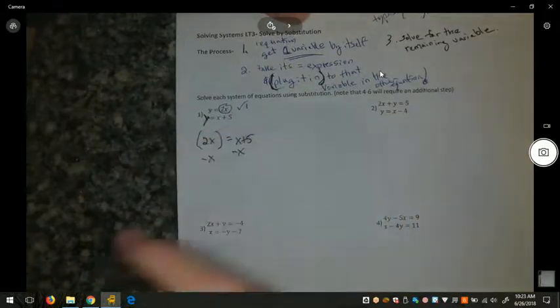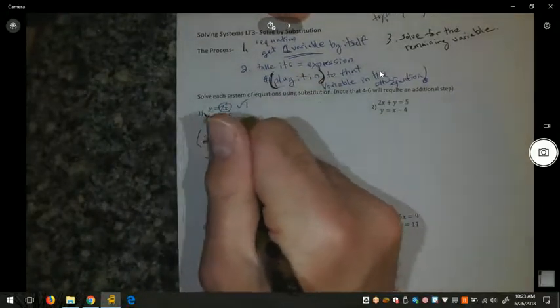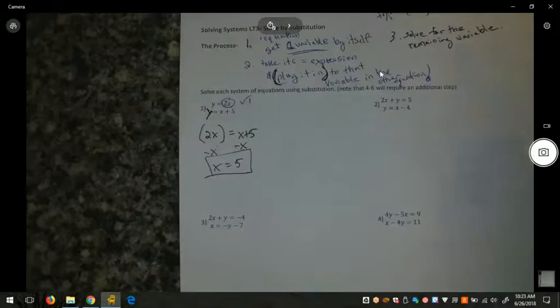So I'm going to subtract x to move it over here. There was nothing to do with those parentheses anyhow. I now have x equals 5. Great, I've solved for one of my variables, but to solve the system I need to know the answer to both x and y.